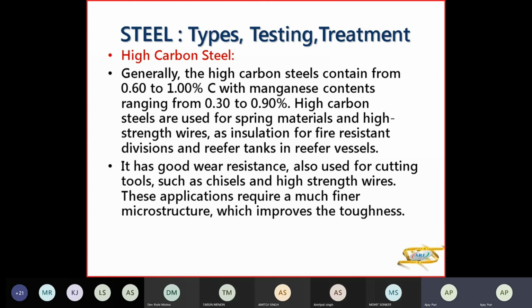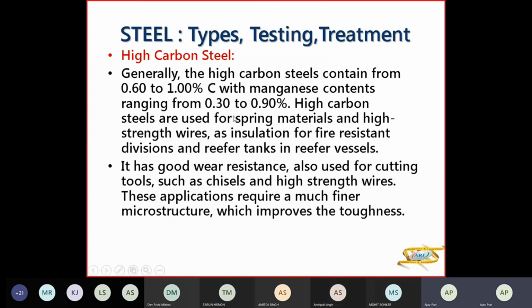Now high carbon steel, carbon content is quite high, that is 0.6 to 1%, much more than your medium carbon steel and low carbon steel. Manganese content is 0.3 to 0.9. So these are quite tough.